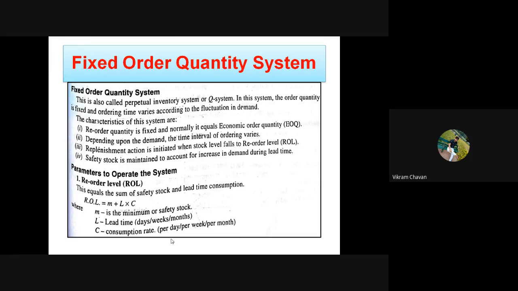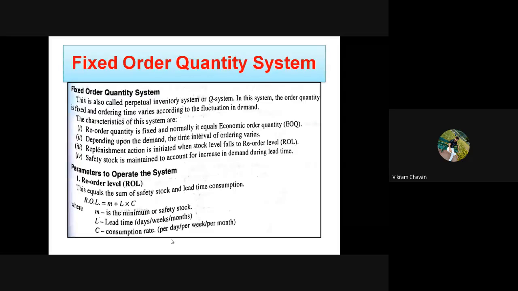Then safety stock is maintained to account for increase in demand during the lead time. So safety stock is maintained in every company. It will ensure that if there is a peak demand in the market for that particular product, in that case it will be useful and it will fulfill the customer demands.